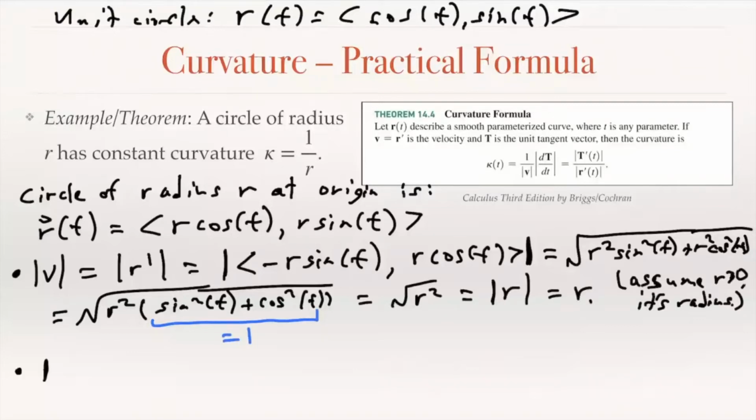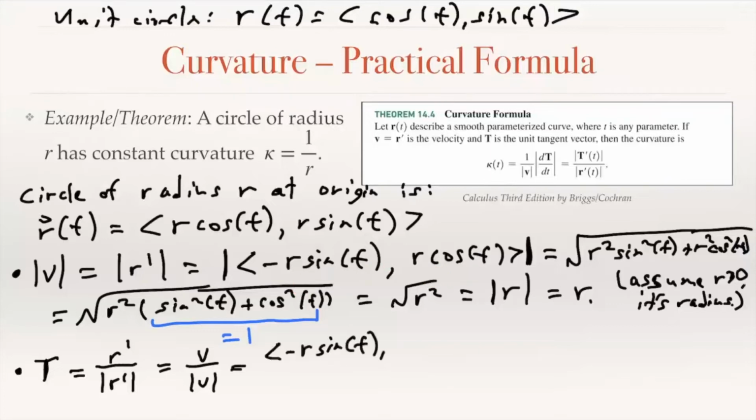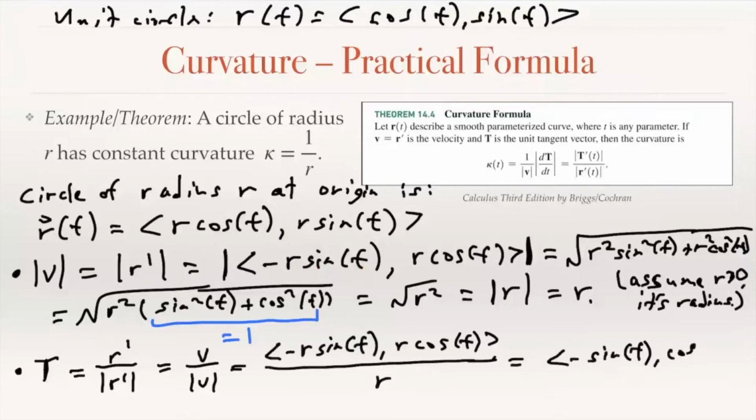And what else do we need? We need T, the unit tangent vector. That is the derivative, which has the direction and speed, over its own magnitude to make it of unit length. That's the same as v over the magnitude of v. We just found the magnitude of v, and v is the derivative that we found here. So we have minus r sine t, comma r cosine t, all over r. And we wind up with minus sine t, cosine t as the unit tangent vector.